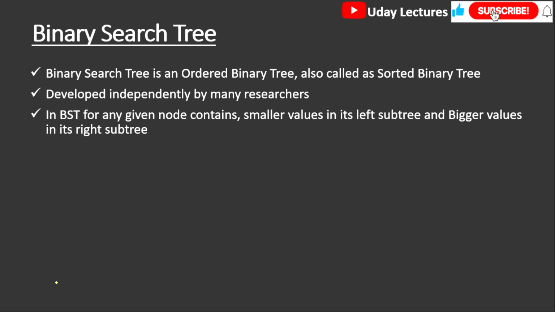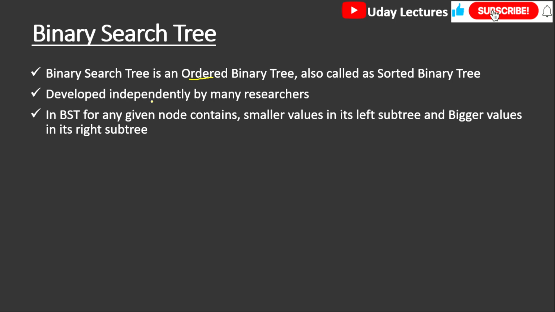Why we name this binary search tree an ordered binary tree or a sorted binary tree is because the elements, or nodes, in a binary search tree are arranged in an order, and we follow a specific order in inserting values into it. Because of this, we say that it is an ordered binary tree, where we follow a respective order to store the given values. It was developed independently by many researchers, and it is a contribution of many researchers.